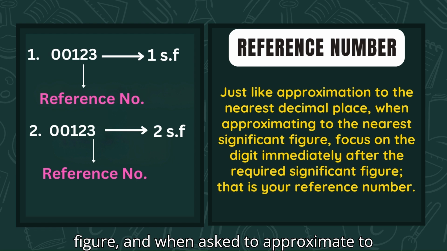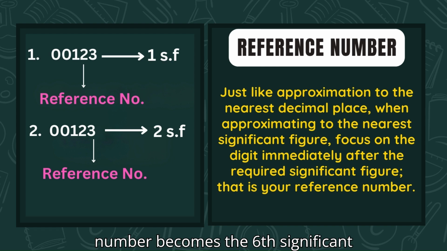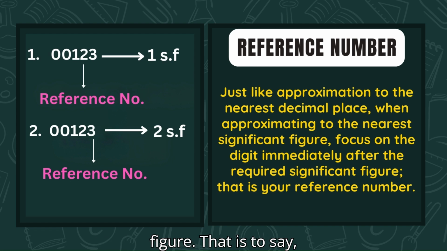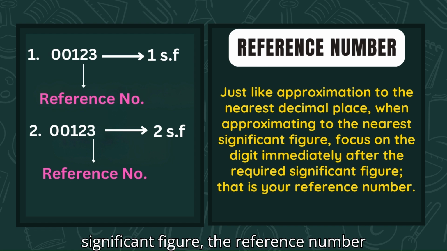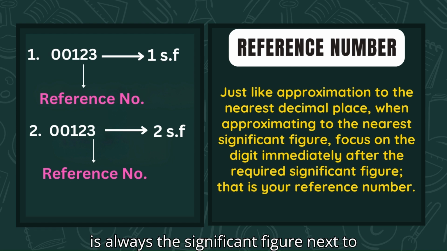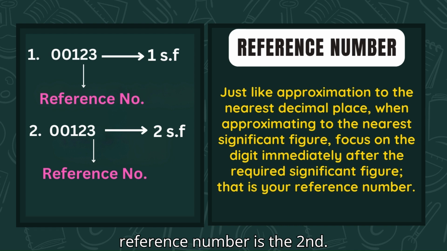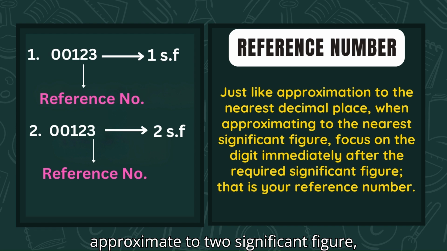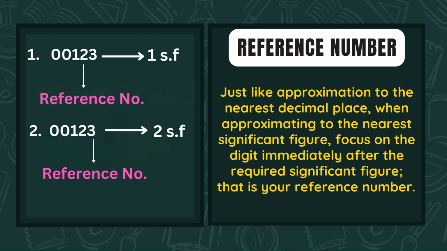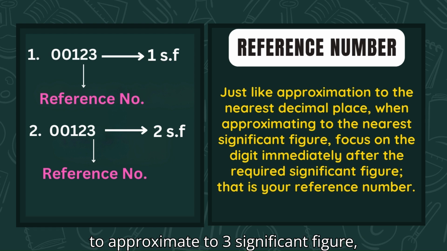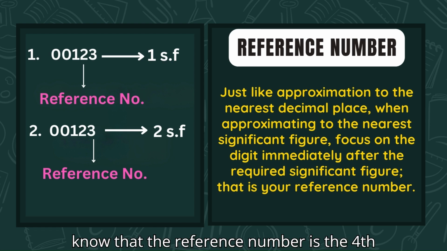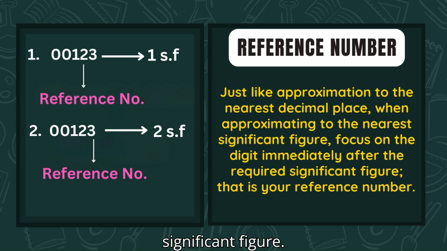And when asked to approximate to five significant figures, your reference number becomes the sixth significant figure. That is to say, for approximation to the nearest significant figure, the reference number is always the significant figure next to the required significant figure. Now, if you are asked to approximate a number to one significant figure, know that the reference number is the second significant figure. When asked to approximate to two significant figures, know that the reference number is the third significant figure. And when asked to approximate to three significant figures, know that the reference number is the fourth significant figure.